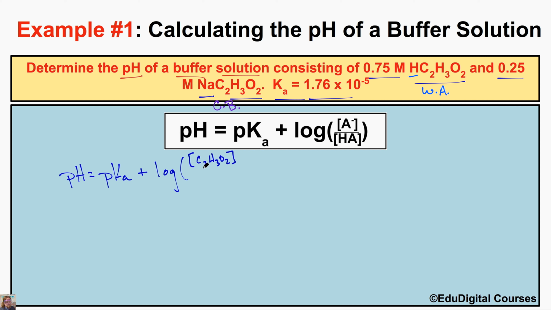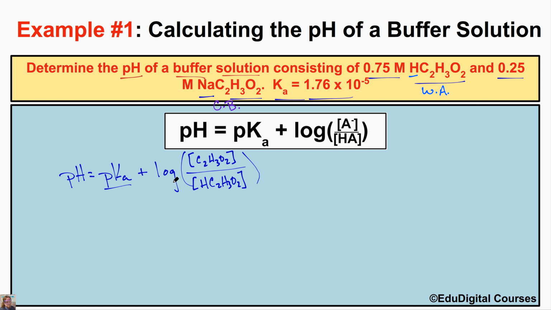So we're going to have acetate as our conjugate base, and we're going to divide this by the concentration of our weak acid. In this case, our weak acid is acetic acid, so C2H3O2. And so here is the formula that we're going to use to solve this problem.